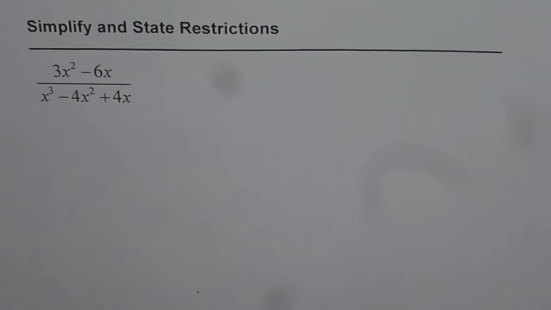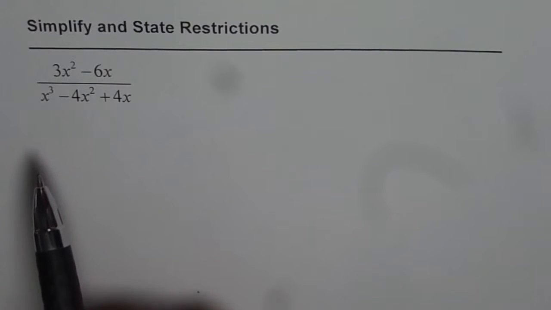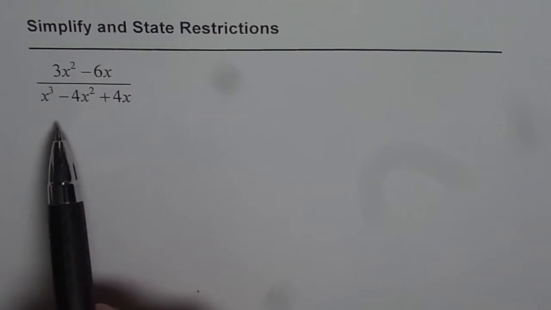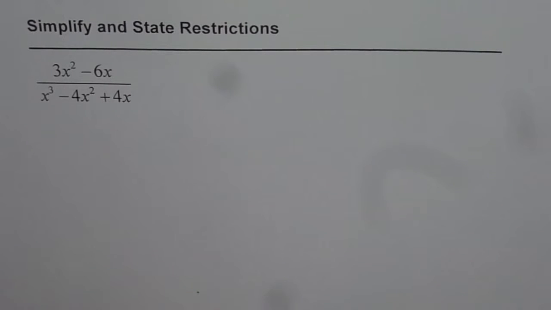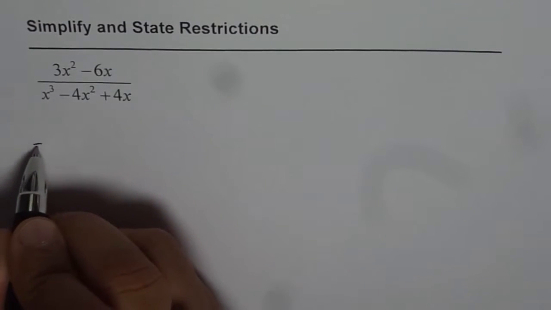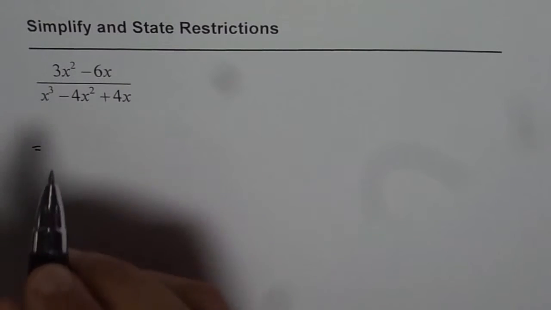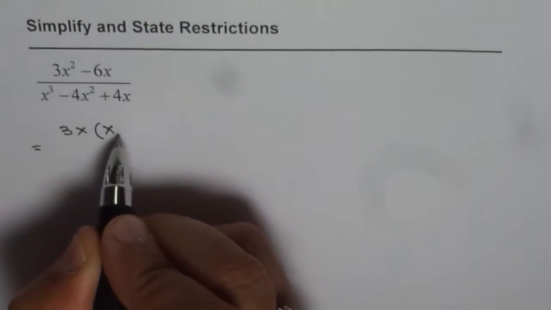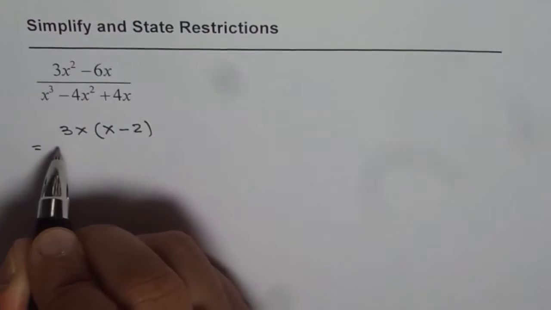Simplify and state restrictions. We are given a rational expression (3x squared minus 6x) divided by (x cubed minus 4x squared plus 4x). To simplify this expression, we need to factor. So let us factor and simplify. In the numerator, we have 3x common. So we can write 3x times, we're left with x minus 2.